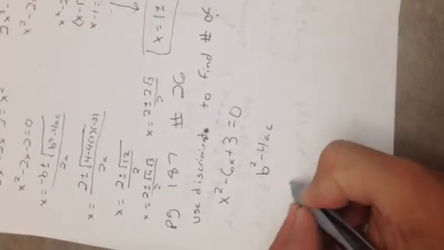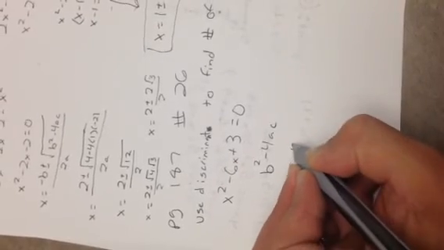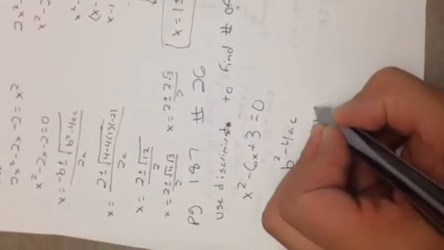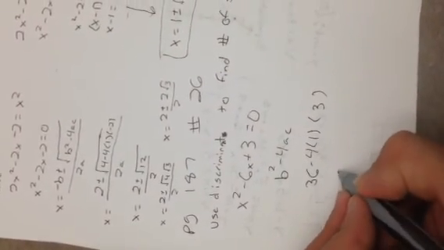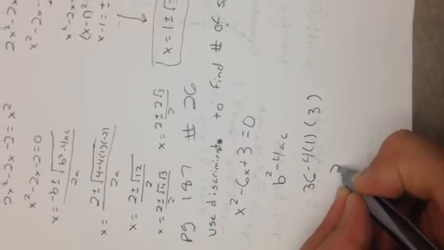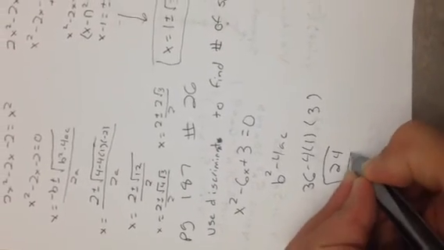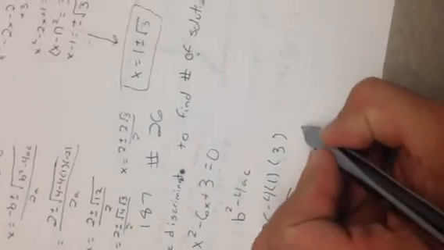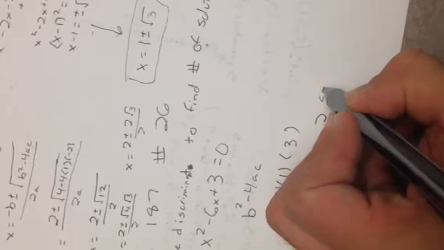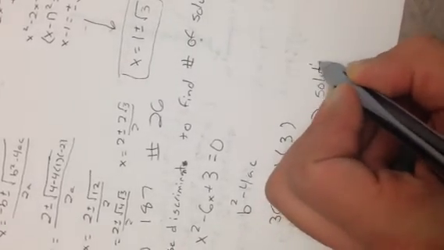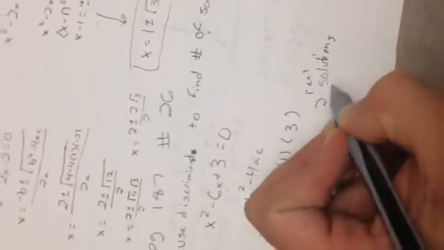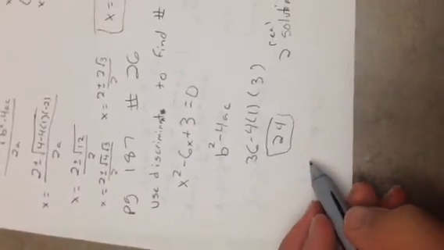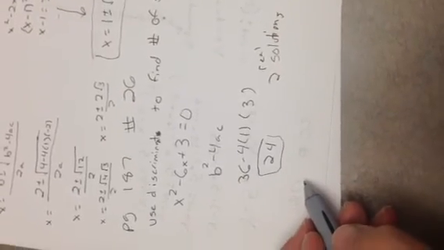And so we have b squared, which is 36, minus 4 times our a being 1 times our c being 3. And this is 36 minus 12, or 24. This would tell us, since it's positive, we have two real solutions. And because this is not a perfect square, they're going to be irrational.